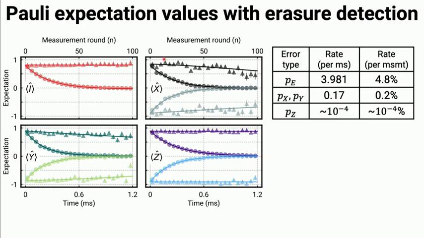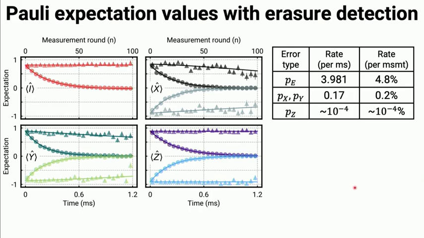And if we do that, we can characterize our dual rail erasure qubit. So what we see is that we extract an erasure probability or rate of close to 4 decays per millisecond, or about 4.8% per measurement round. And we also measure an error rate of the X and Y logical operators of about 0.17 or 0.2% per measurement, which is an order of magnitude lower than the erasure probability, and very negligible bit flip error rates.